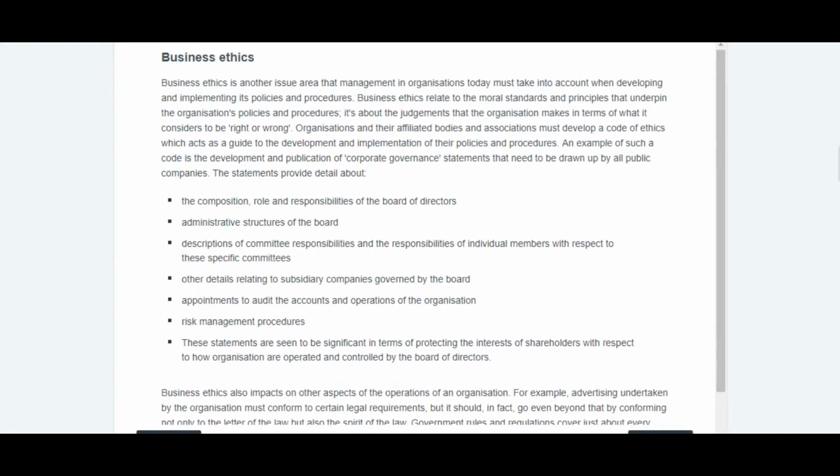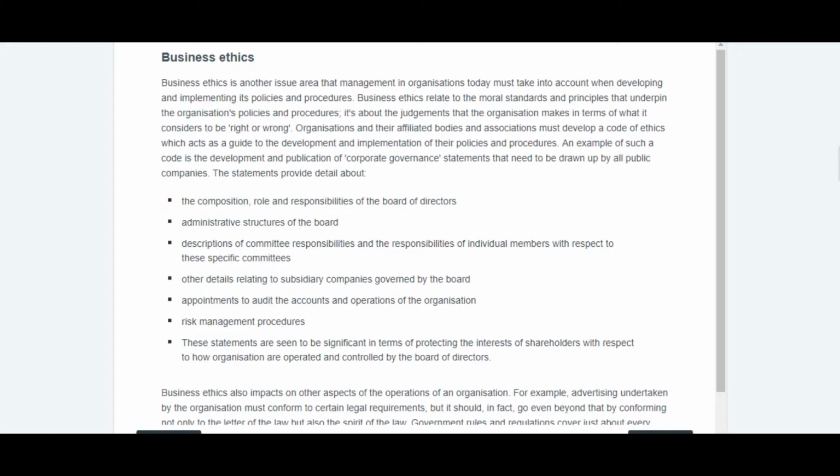Business ethics. Business ethics is another issue area that management in organizations today must take into account when developing and implementing its policies and procedures. Business ethics relate to the moral standards and principles that underpin the organization's policies and procedures. It's about the judgments that the organization makes in terms of what it considers to be right or wrong. Organizations and their affiliated bodies and associations must develop a code of ethics which acts as a guide to the development and implementation of their policies and procedures.